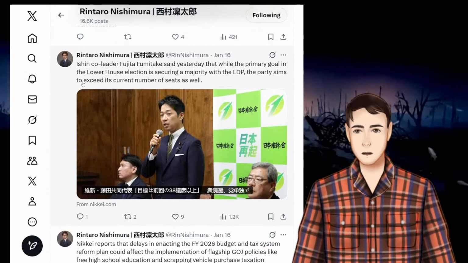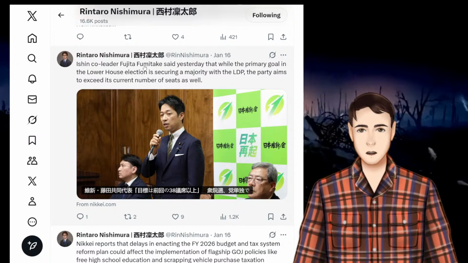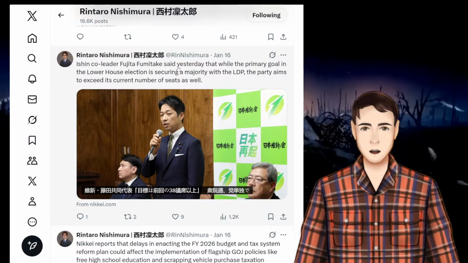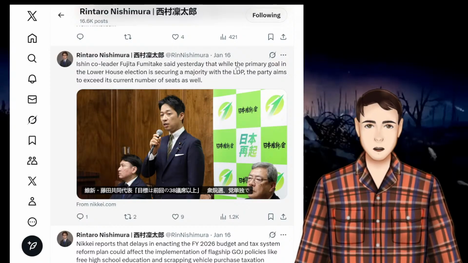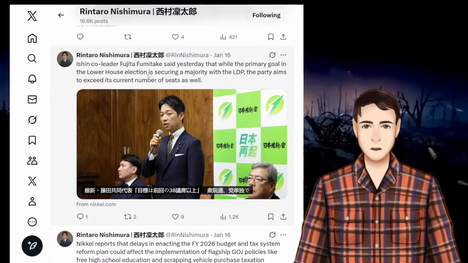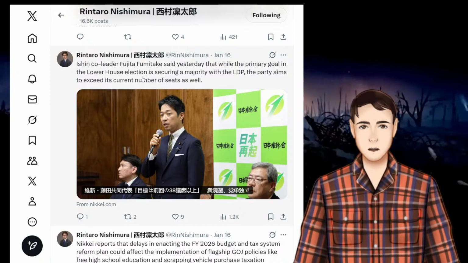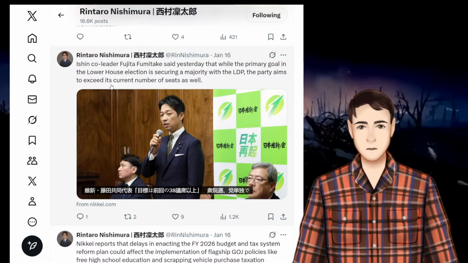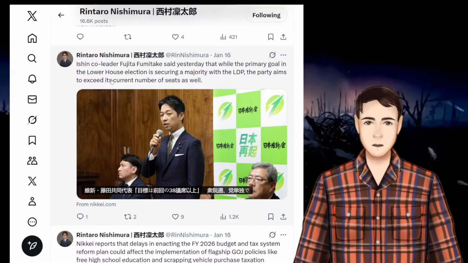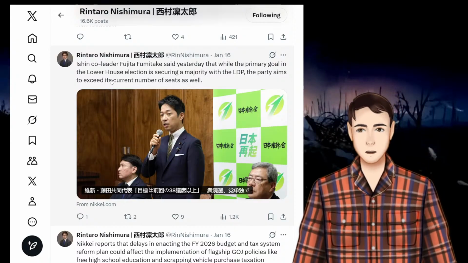Interesting. Ishin co-leader Fujita Fumitake, wow, a name that doesn't end in I for once, said yesterday that while the primary goal in the lower house election is securing a majority with the LDP, the party aims to exceed its current number of seats as well. All right, so they're not backing down, and there's going to be no coordination with the LDP.